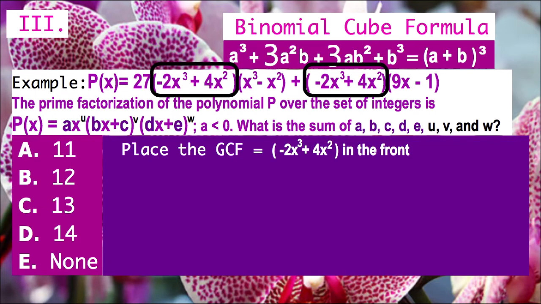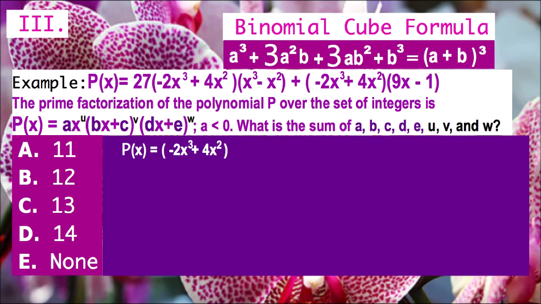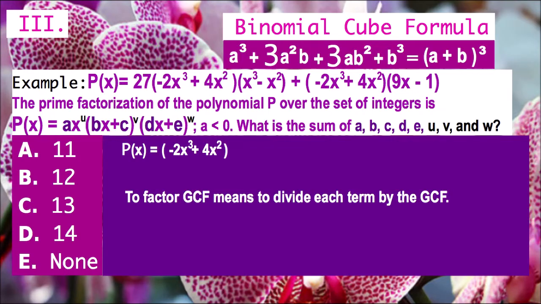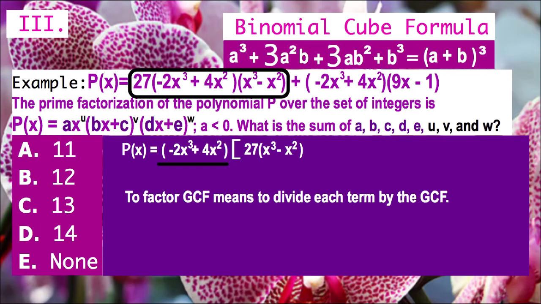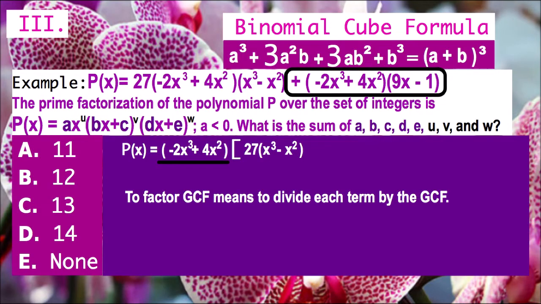So the first thing we're going to do is place the GCF, which is the quantity negative 2x cubed plus 4x squared, into the front. And to factor out the GCF, that means to divide each term by the GCF. So dividing the first term by the GCF, we obtain 27 times the quantity x cubed minus x squared. And dividing the second term by the GCF leaves us with the quantity 9x minus 1.